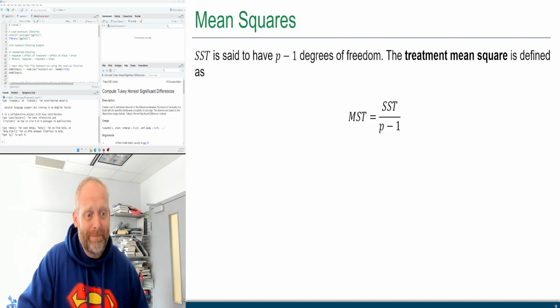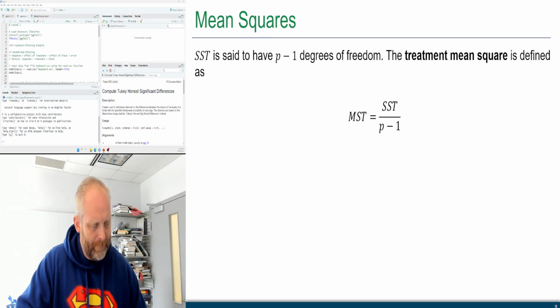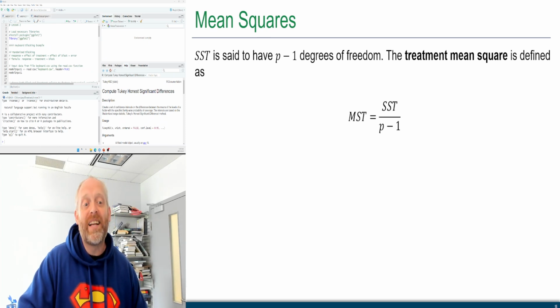Sorry. All right, so for SST, this is based upon the treatments. How many treatments do we have? We have P in total, so our degrees of freedom are P minus 1. So to calculate MST, we just take that SST divided by P minus 1. We are done. We have the average for our treatments.